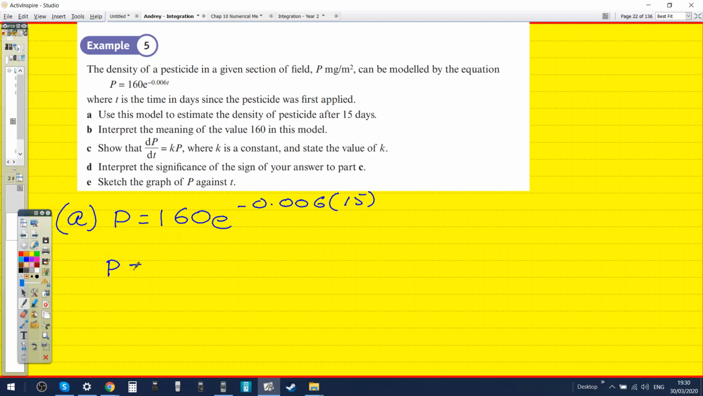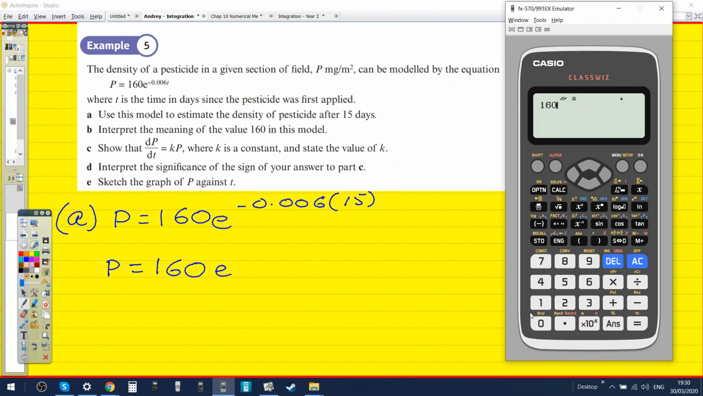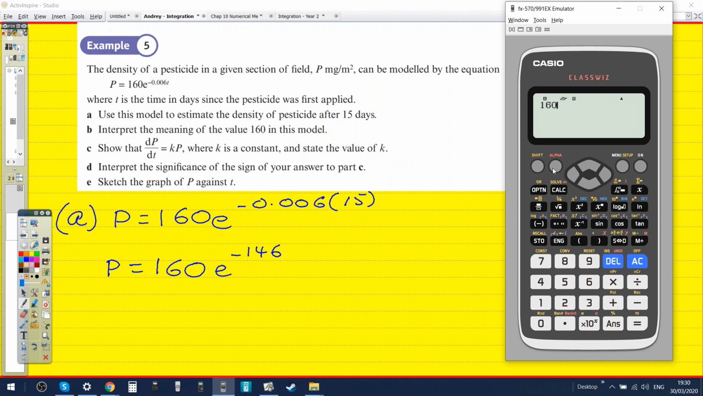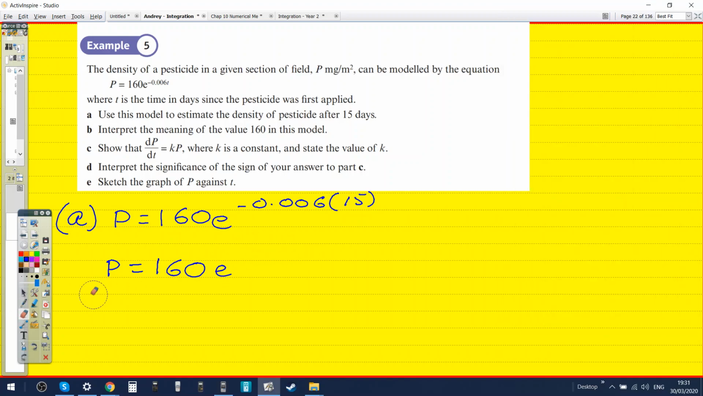I think I put one extra zero by accident. So I got 146. So that'll be minus 146 as the power. Wait, how did you get 146? What did you put in? I put 160 to the power of minus 0.006 times 15. And what exactly does the calculator say? 146.2289896. So that's roughly 146. Now put in minus 0.006 times 15.